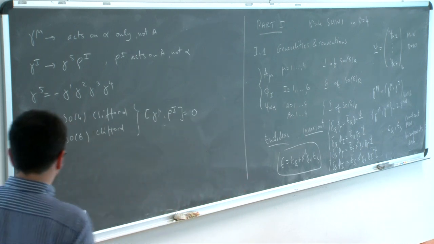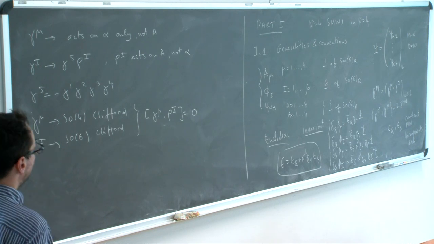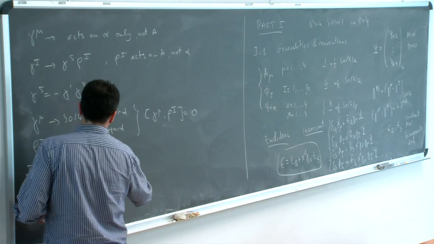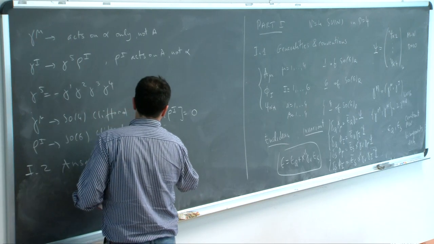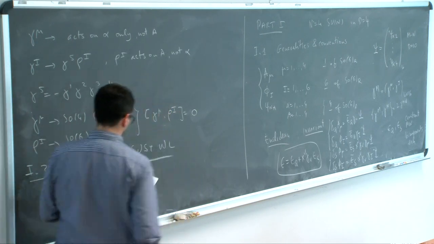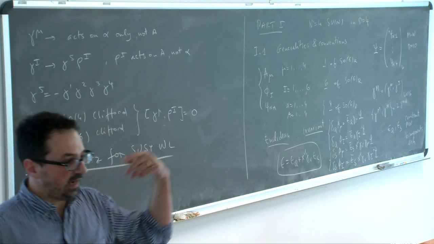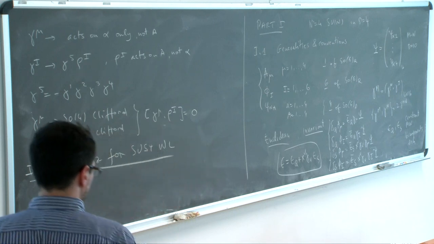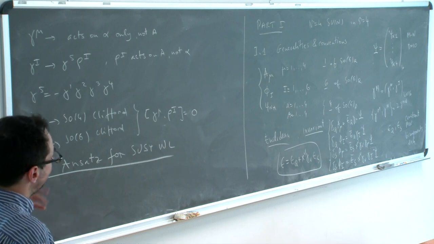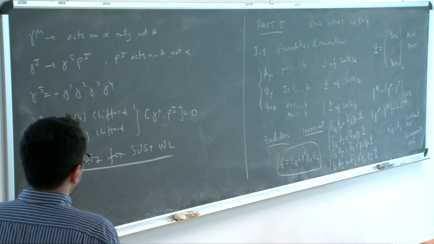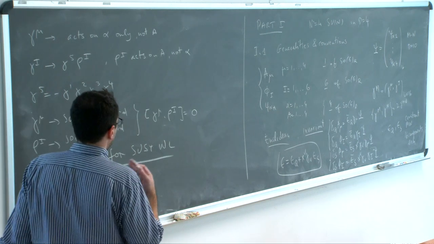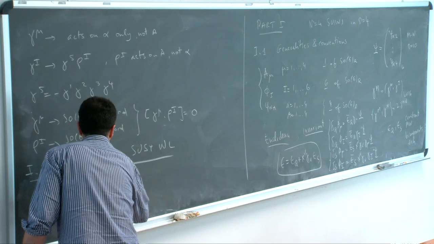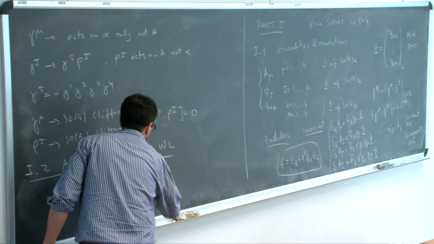Okay, so this is everything I need about conventions. So let me propose an ansatz for a supersymmetric Wilson loop. Okay, so I don't know in general how to define a Wilson loop in a supersymmetric theory, so I have to think a little bit about possible ansatz, something that has a chance to work. And the obvious idea is that we need to include phi I's in the exponent.